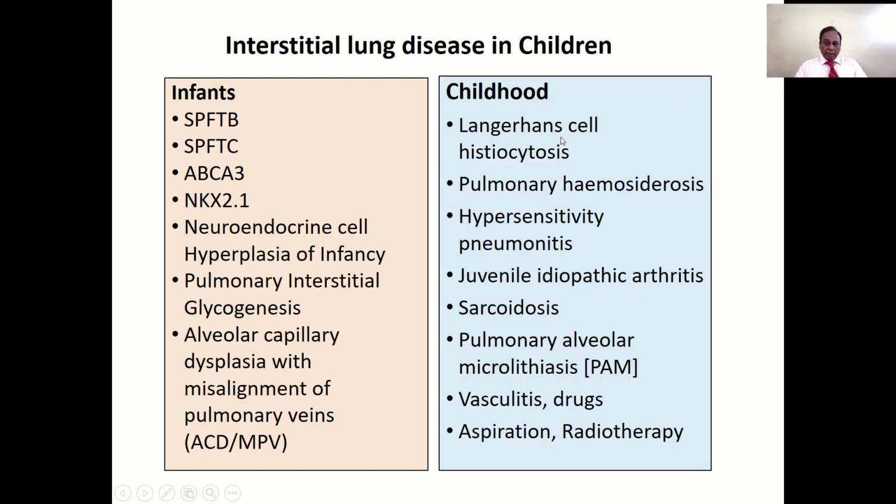Whereas in childhood, actually the same conditions may happen, and you may diagnose them during childhood also. In addition to these conditions, you can also diagnose Langerhans cell histiocytosis, pulmonary hemosiderosis, hypersensitivity pneumonitis, JIA, and sarcoidosis. All these conditions depend upon the severity. If you manage the child very early, they may have a better life. Otherwise, unfortunate children go on to ILD as a complication of these diseases.